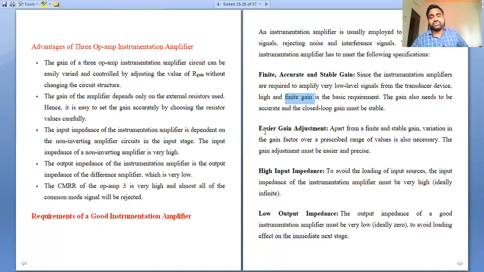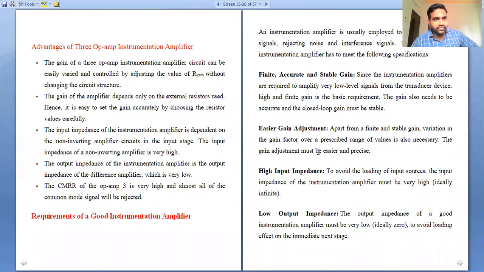Okay, right. So coming to the second one, easier gain adjustment. In the first point we said that there is a finite gain. Easier gain adjustment means the proper value of gain can be calculated over a prescribed, specific range. That means the gain value should be calculated in an easier and precise manner at the particular closed loop condition.